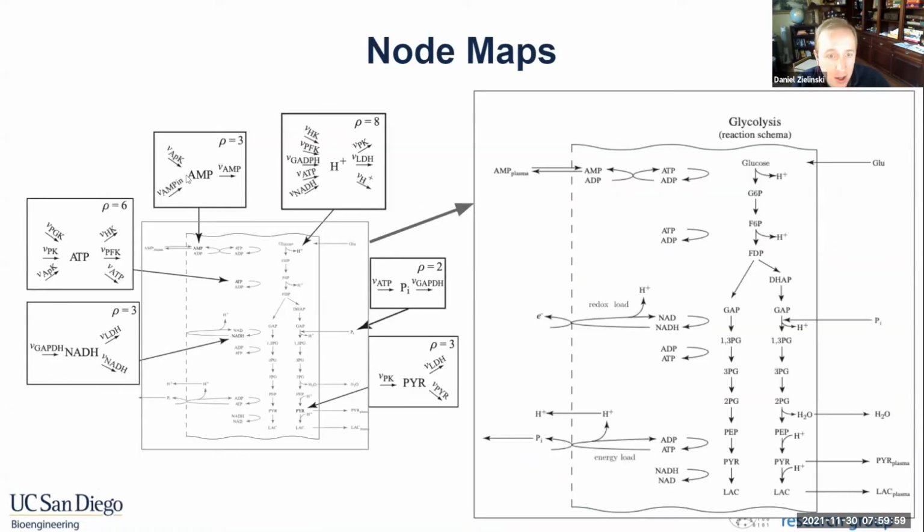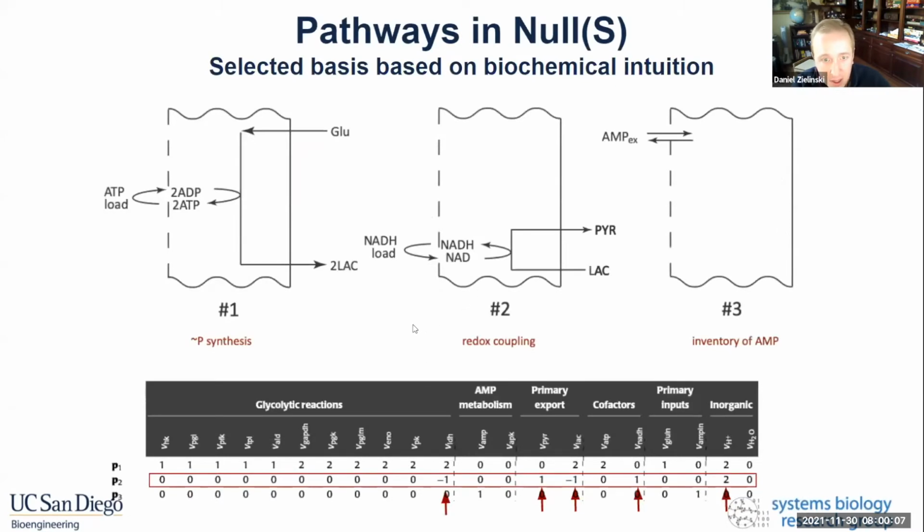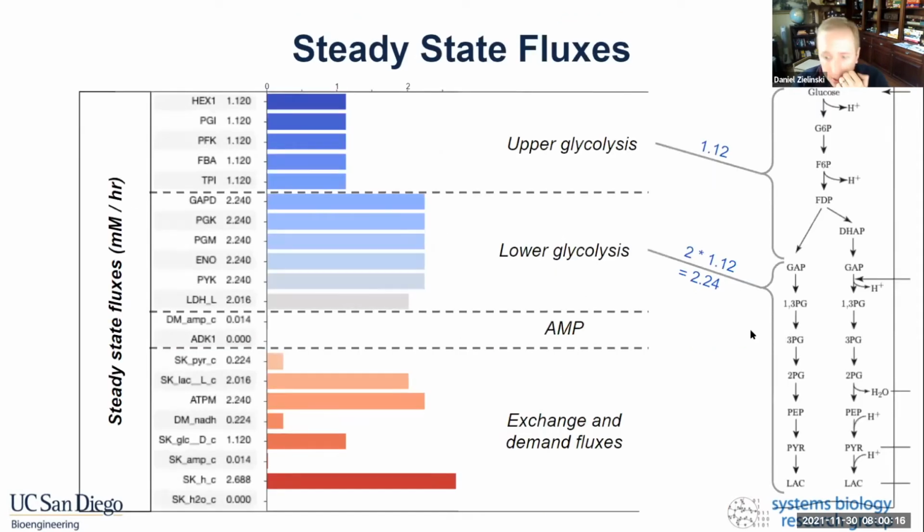We already touched on node maps. We can plot the dynamics around individual nodes to show dynamics in production and consumption. And we can also do pathway analysis. This is derived from the S matrix, but isn't terribly important here. What is important is to talk about our steady state.